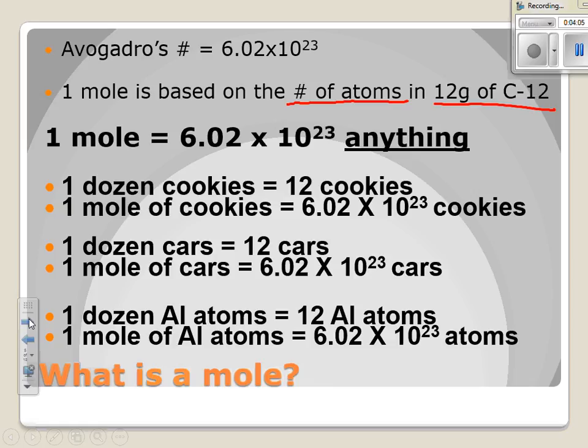Avogadro himself wasn't actually the one who calculated it, although he gave us lots of wonderful things, especially in terms of gas laws. So it was kind of giving him credit by naming the number after him. Like Einsteinium was named after Einstein, an element on the table. Same kind of idea there. Avogadro's number, 6.02 times 10 to the 23rd.